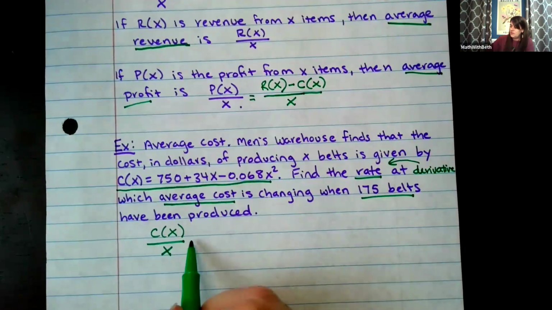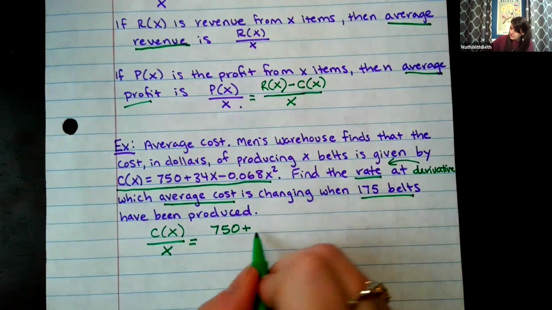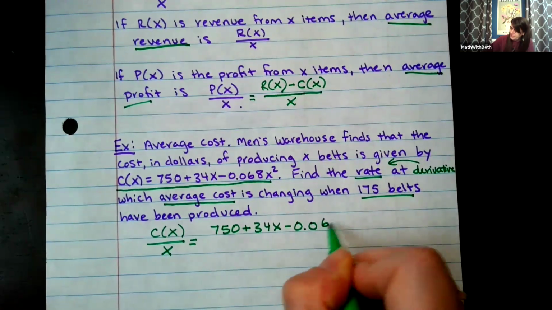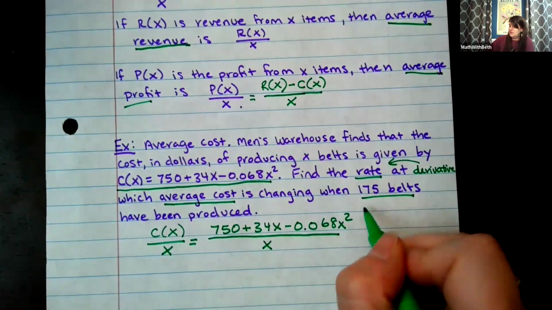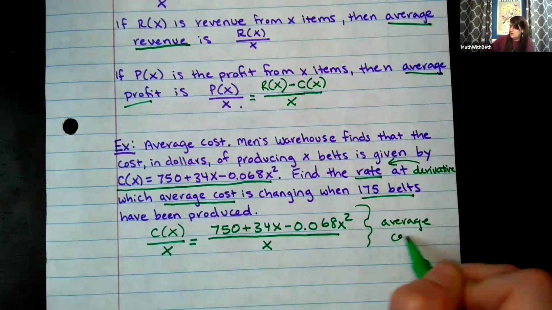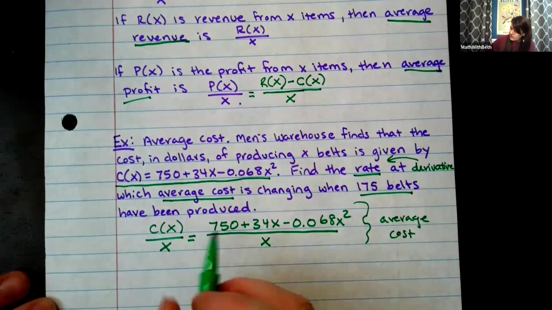So first, let's set up the equation for average cost. So we take our cost equation and divide it by X. So this is our average cost. But now, since they didn't just want to know what the average cost was, they wanted to know the rate it is changing when we have 175 for the X, we need to find the derivative.